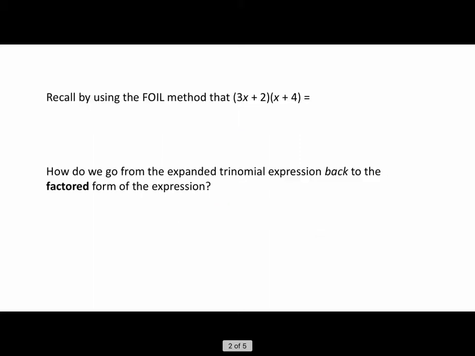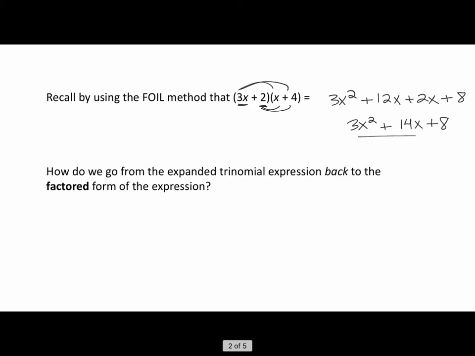Remember, by using a multiplication or distribution method for multiplying binomials, we're going to start with the first term of the first polynomial. I multiply 3x times x, that's 3x squared. 3x times 4 is 12x. Then distribute the 2, so 2 times x is 2x, and 2 times 4 is 8. So if we combine those like terms, 12x plus 2x, that's 14x.